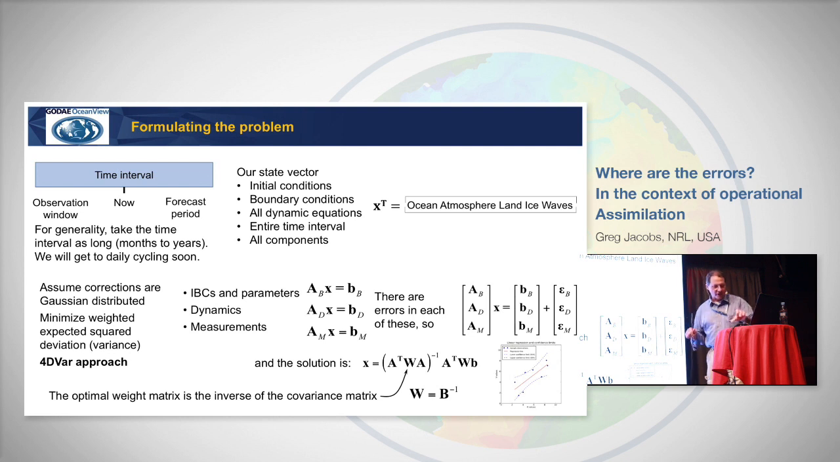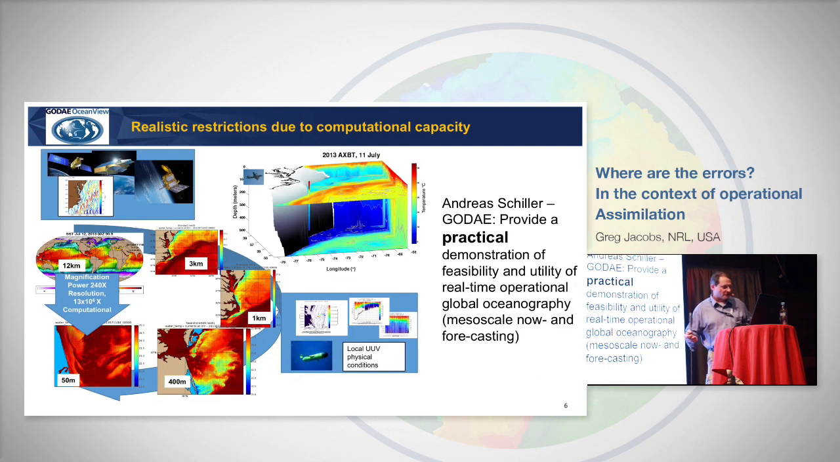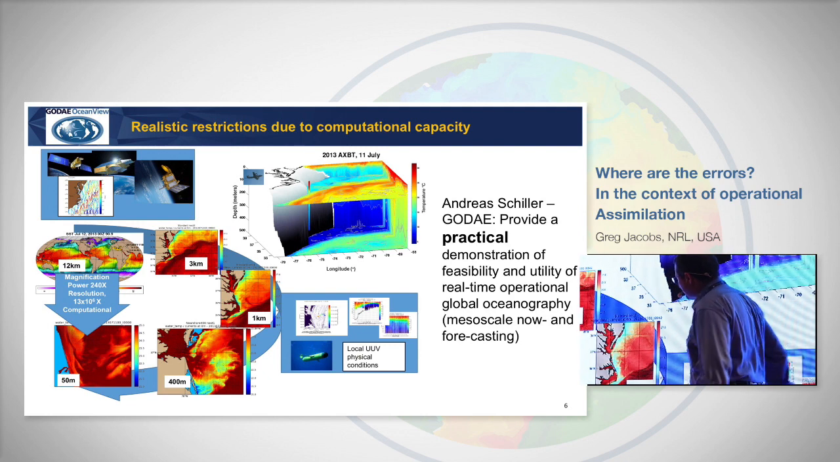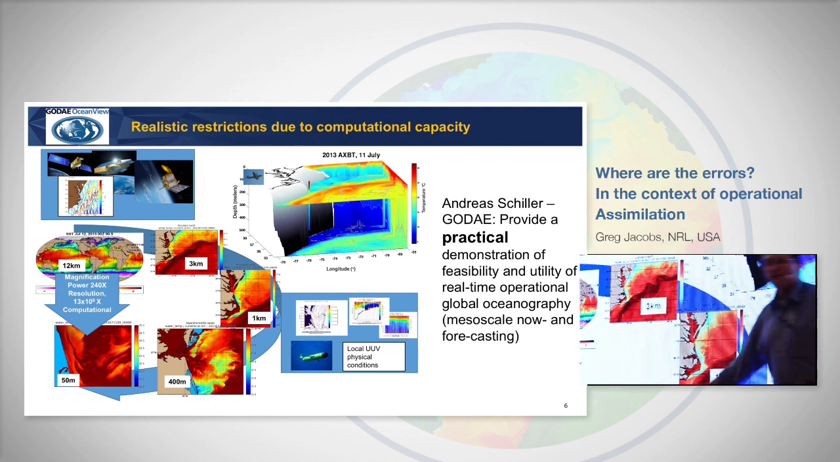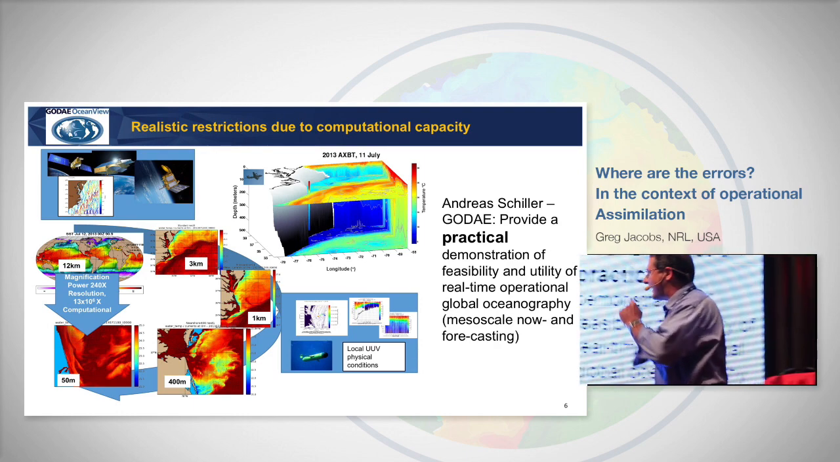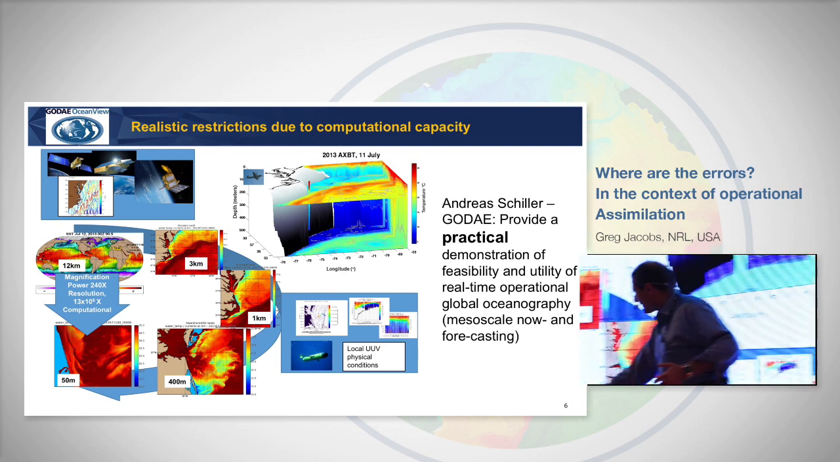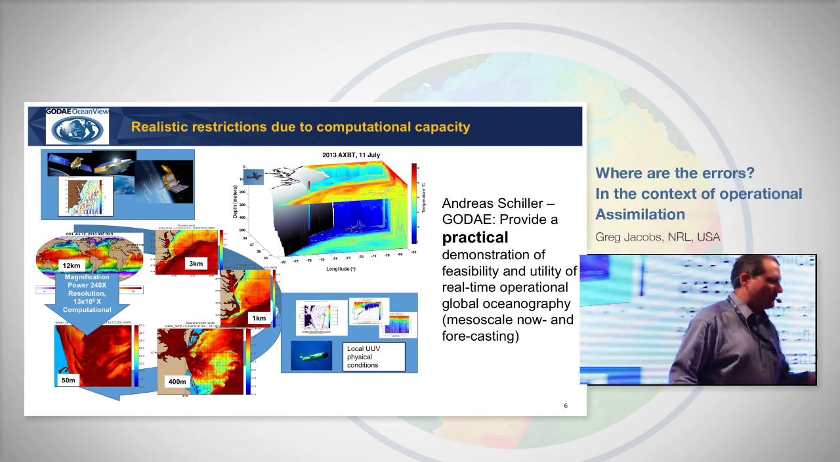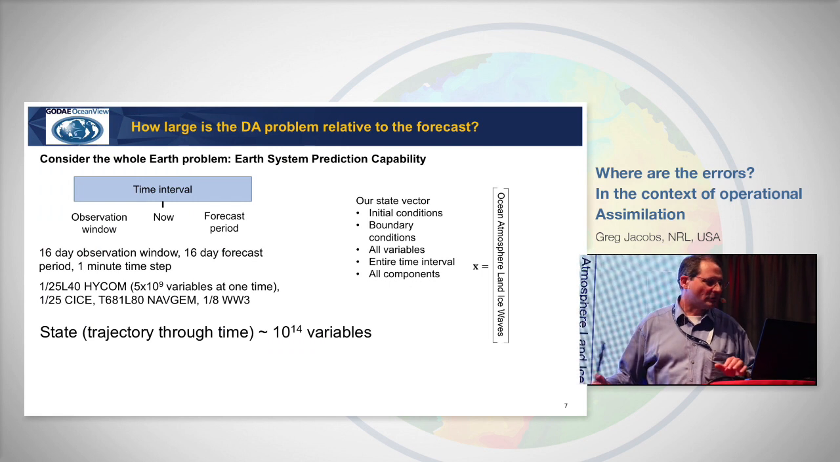So why is this a frightening problem? Because Andreas Schiller last week told us what GODAE's objective was: to build a practical demonstration and feasibility of mesoscale forecasting. And as I think almost everybody has said, our computers are not big enough, which is why we start at a global scale at coarse resolution and we nest and nest and nest down to higher resolutions that yet don't meet what Baylor says we need. And we do that because we cannot run the whole globe at the resolution that we want. So the computers are the limiting factor, so how big is this problem?